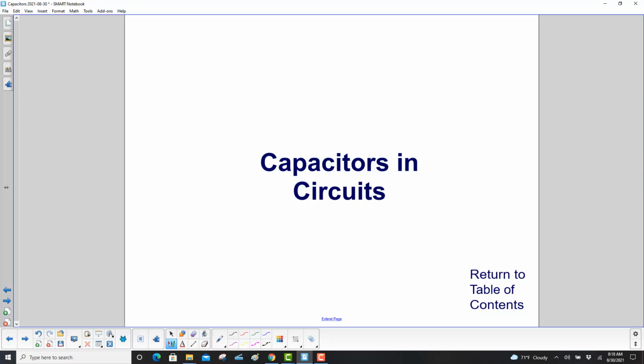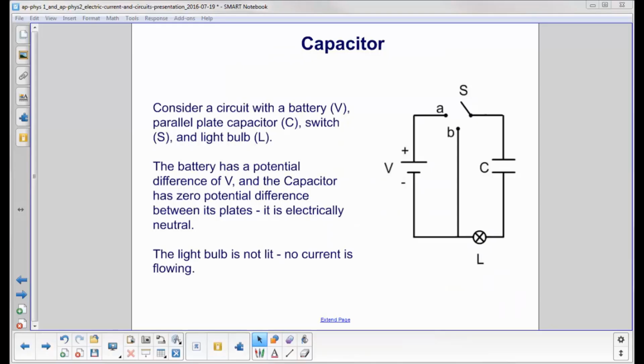Capacitors in circuits. We've discussed the theory of a capacitor at great length. Now we're going to see how it behaves as a circuit element. So we have a simple circuit here.